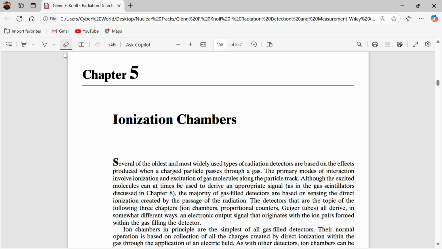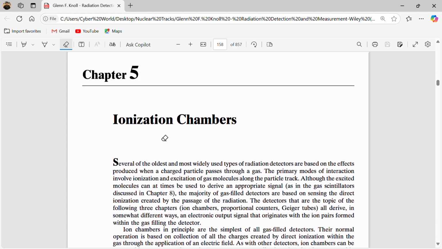It's our 16th lecture of Principal Methods and Applications of Nuclear Tracks, and in this lecture, we are going to start chapter number 5 of the book by Knoll, which is about ionization chambers. Okay, so what are basically ionization chambers?